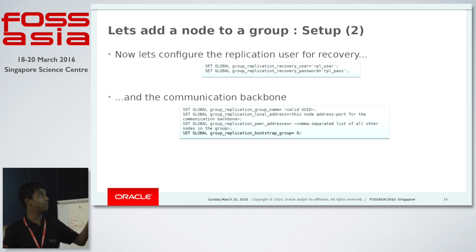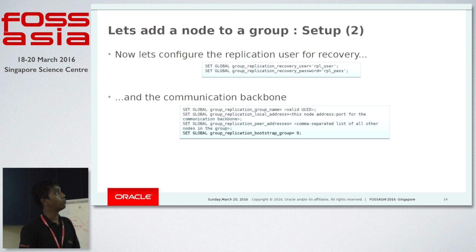And for the communication part, you just need to set these four variables. The first one being the group name, which identifies a particular group. Currently we support only a valid UUID as a group name. UUID is a 36 character set that we have, which is used to identify the group name, and it's also used to log the transactions that are there in the group.